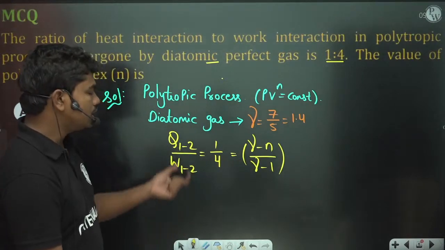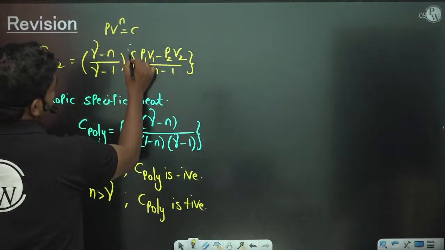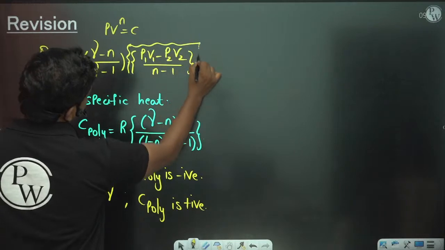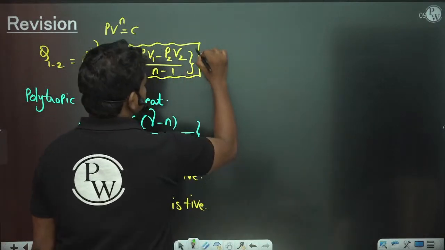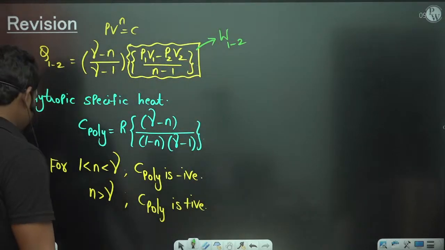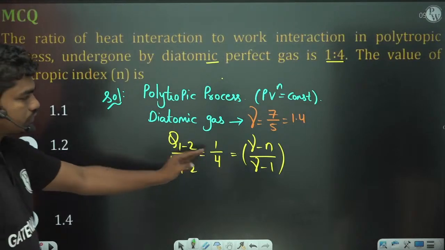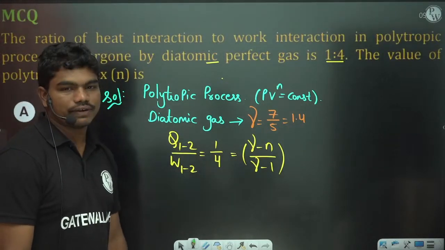We have seen this relation that heat interaction is equal to, like here we can see in this formula, this term corresponds to work interaction, correct? So now we have seen the work interaction calculation. So this is the work interaction in the process 1 to 2. This value is 1 by 4, and gamma is 1.4, it's already there. So we have to identify the value of n.